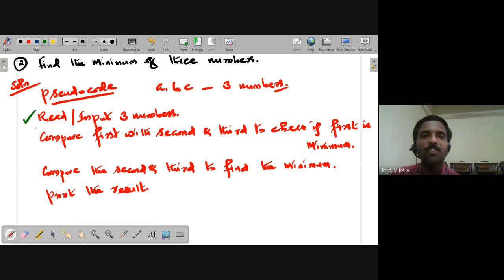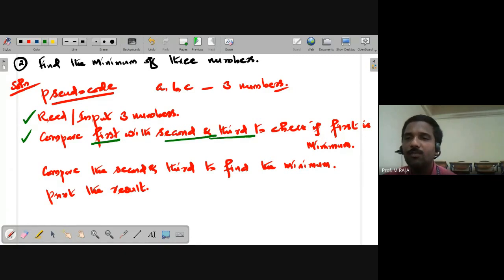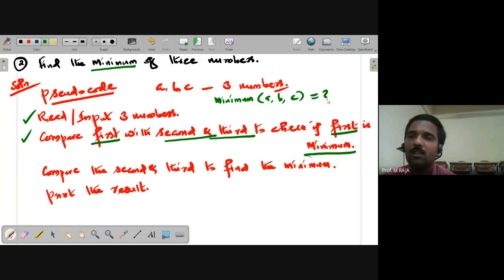We have stated the operations, for example, read or input three numbers. Compare the first number with the second and third number to check if the first number is minimum, because the problem is we need to find the minimum of A, B, C. So given three numbers A, B, C, the problem is minimum of A, comma B, comma C equals question mark, that we need to solve. Once the first number is compared to the second and third and we conclude the first number is minimum, no problem, that can be printed in the next step.